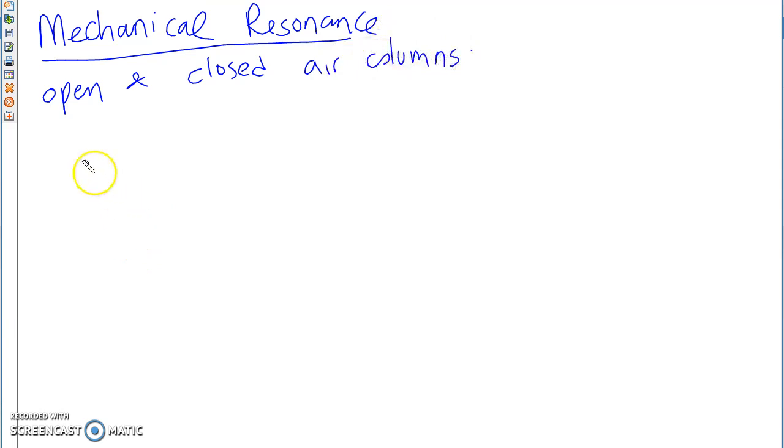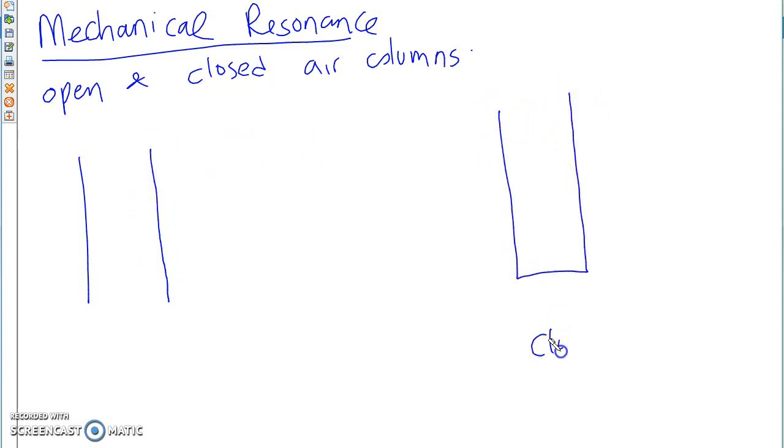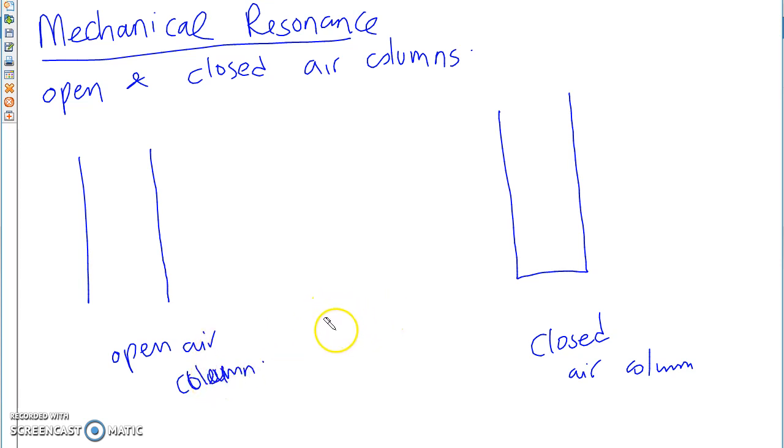Now, an open air column is open on both sides. It's known as an open air column. A closed air column is closed on one side only. So this is a closed air column. This is an open air column. Now we talked about what the fundamental frequencies were when we're talking about open and closed air columns. So let's start with an open air column.